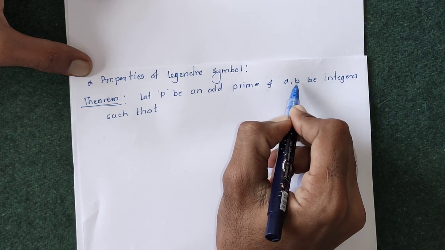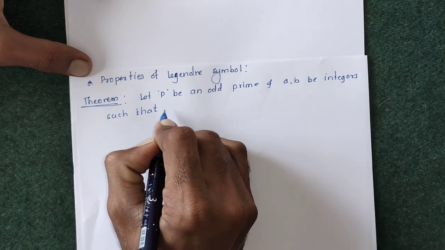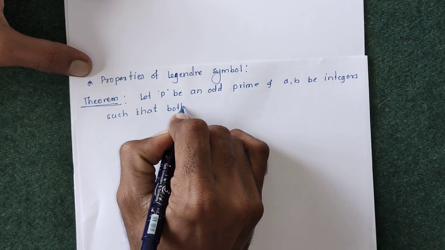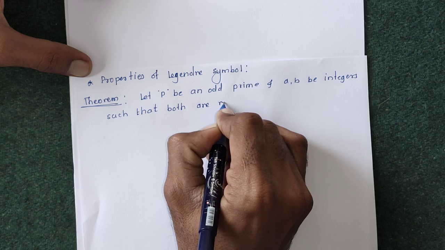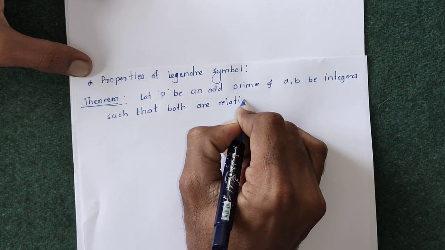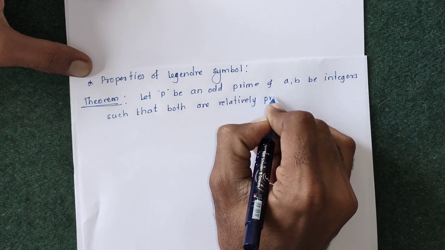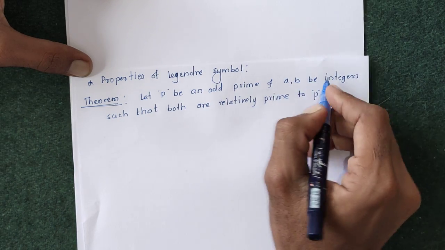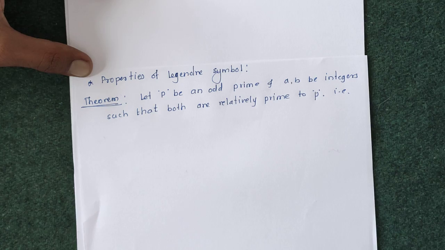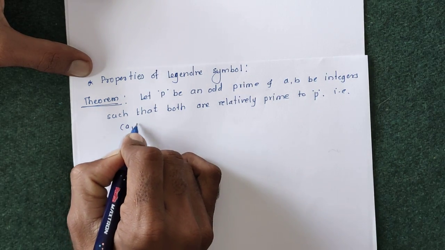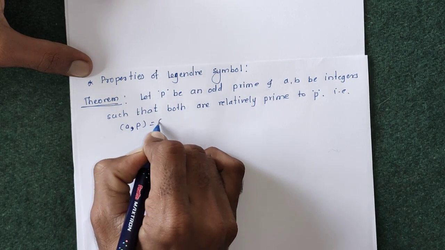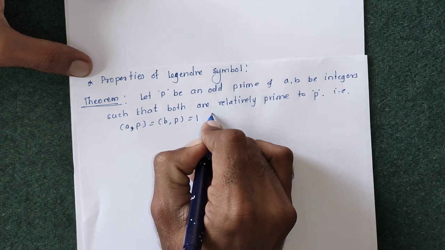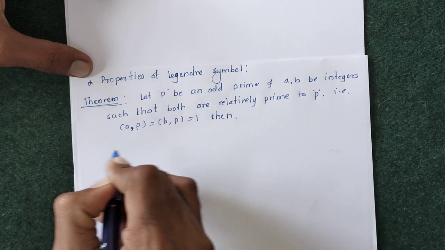both A and B are relatively prime to P. That is, GCD of A with P and GCD of B with P is equal to 1. Then we have the following properties.